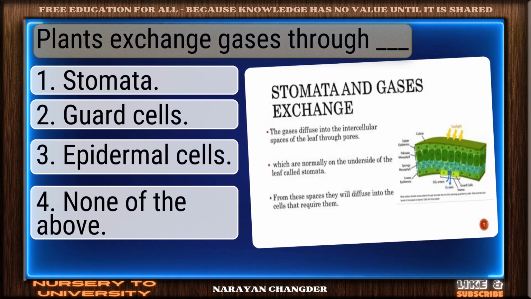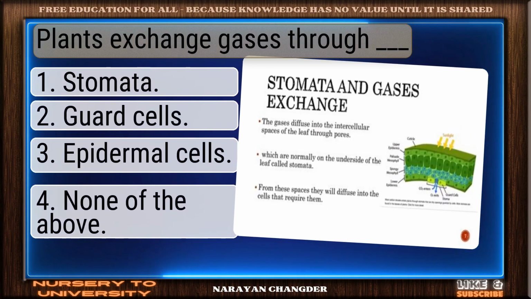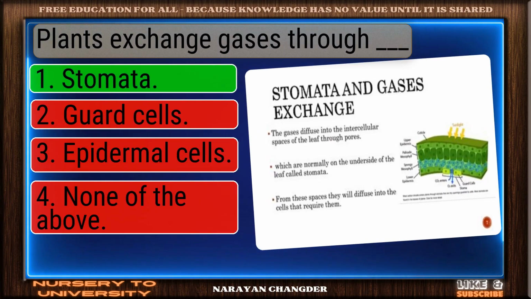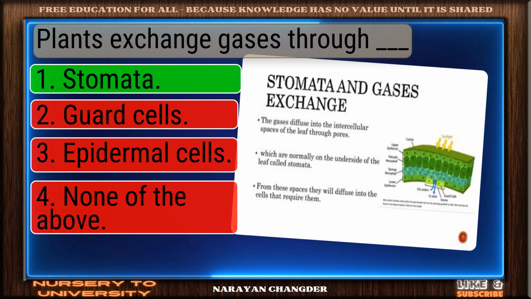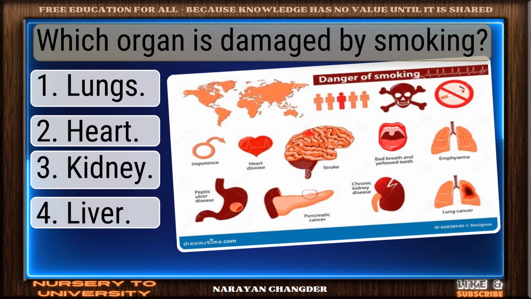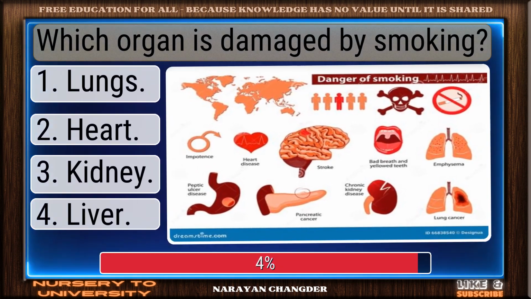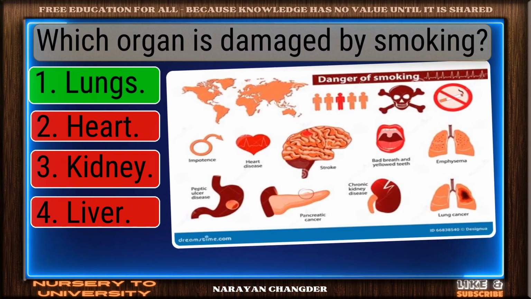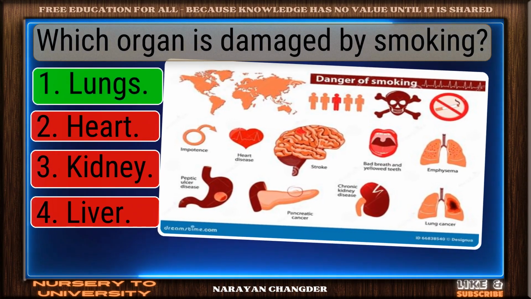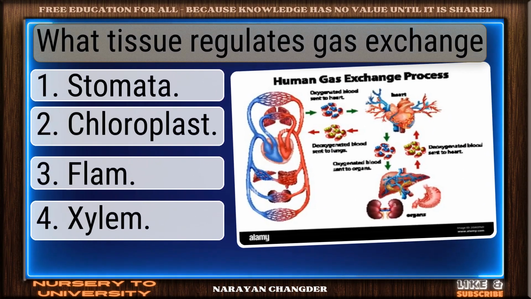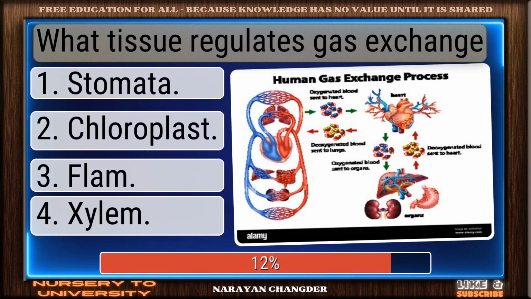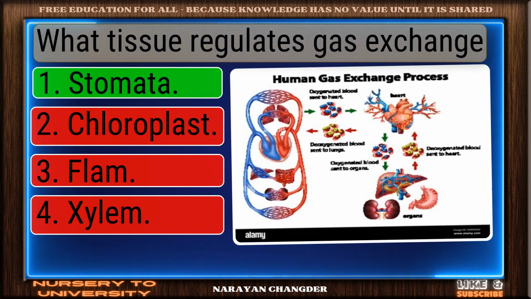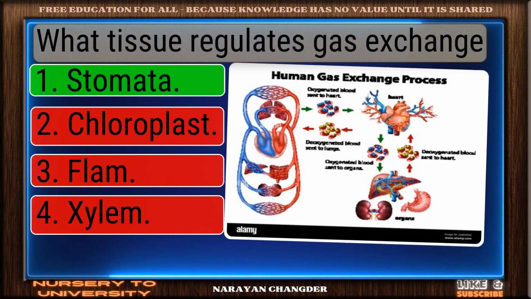Question number 186. Plants exchange gases through dash. Nice work. You chose stomata, and it is correct. Question number 187. Which organ is damaged by smoking? Good thinking. Lungs is the right answer. Question number 188. What tissue regulates gas exchange? You're right. Stomata is the correct answer.